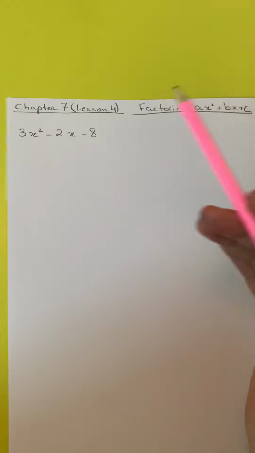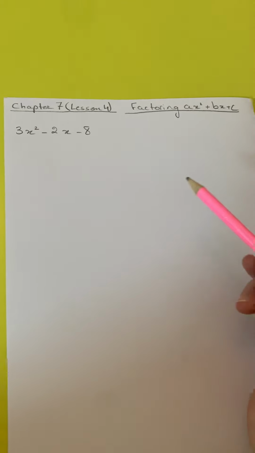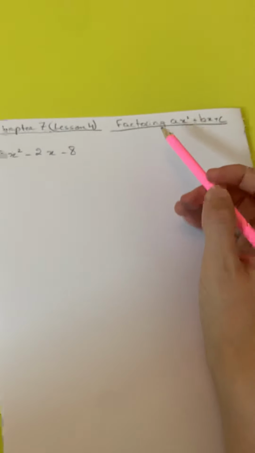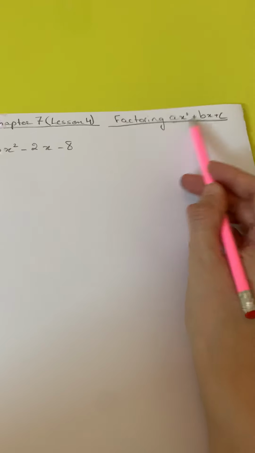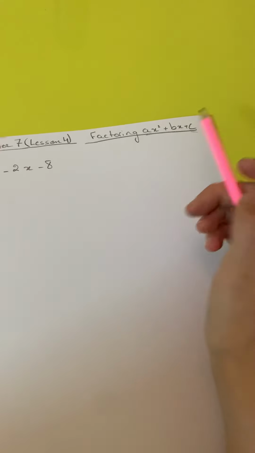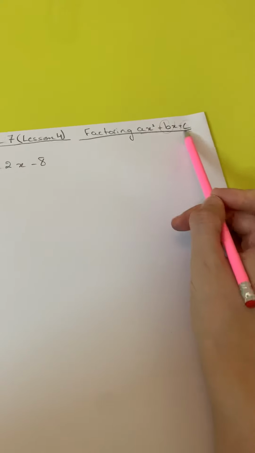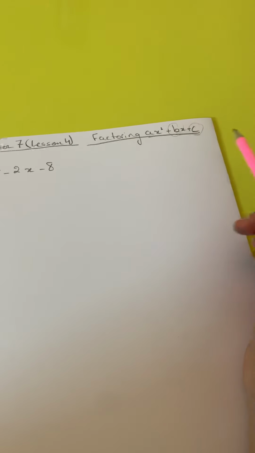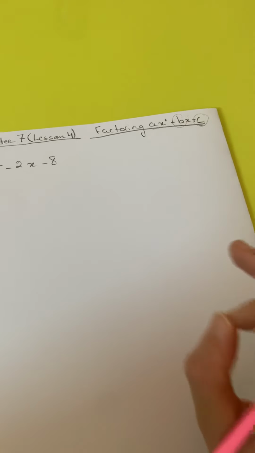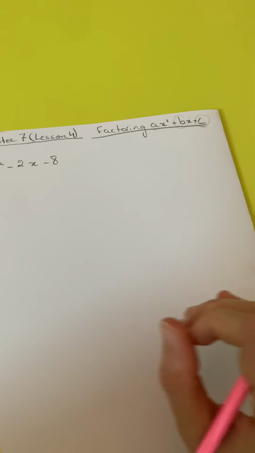Today's lesson is Chapter 7, Lesson 4, which is the same lesson we are in, factoring ax squared plus bx plus c. Now, the only difference between today's lesson and yesterday's lesson is that yesterday we said that a, b, and c are all positive. Now, we will see how to factor in case we have b or c negative, or maybe both of them negative. You should know that we factor it in exactly the same way we used yesterday.